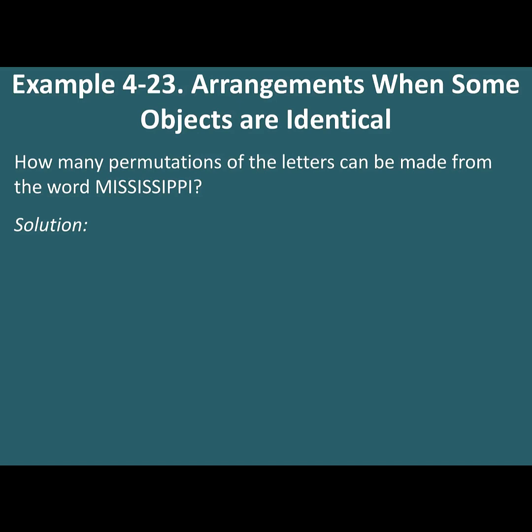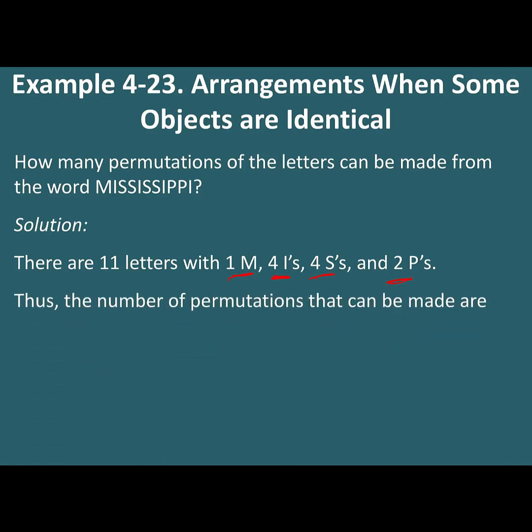So let's do an example. How many permutations of the letters can be made from the word Mississippi? So here you'll notice that there are 11 letters with one unique M. However, there are 4 I's, 4 S's, and 2 P's. Because some of the objects are identical, we need to consider the second permutation rule.